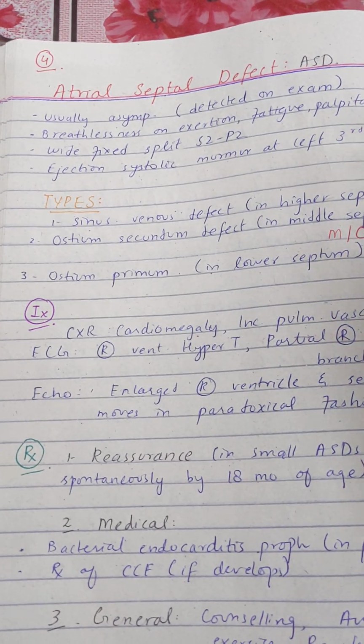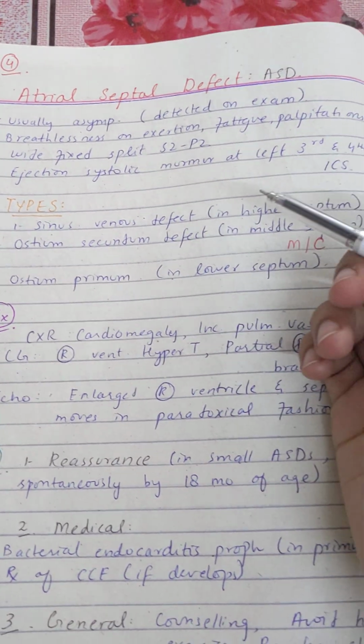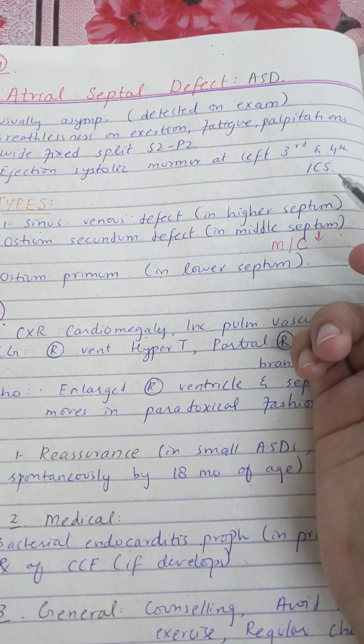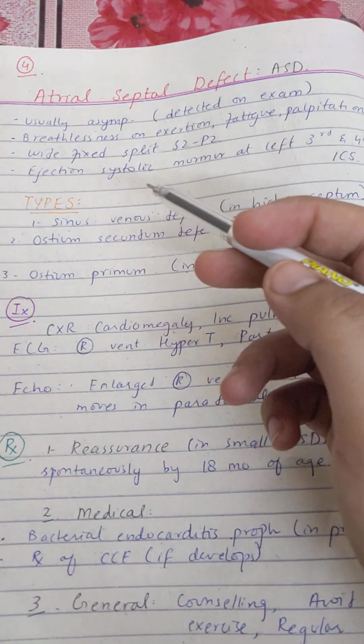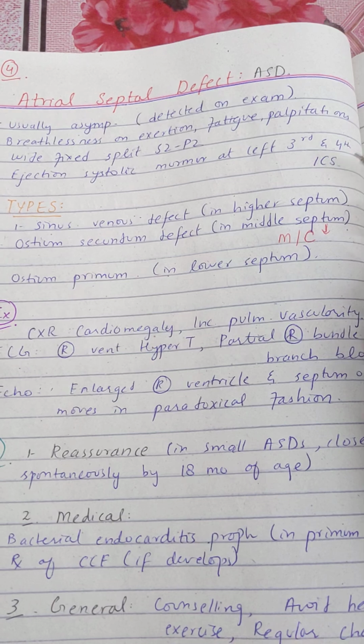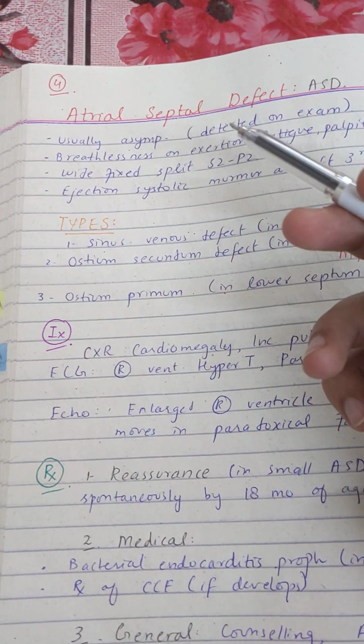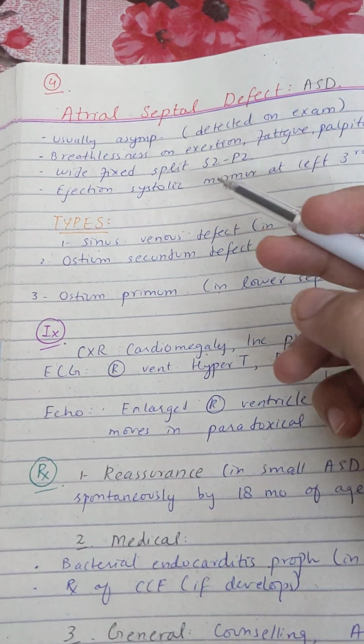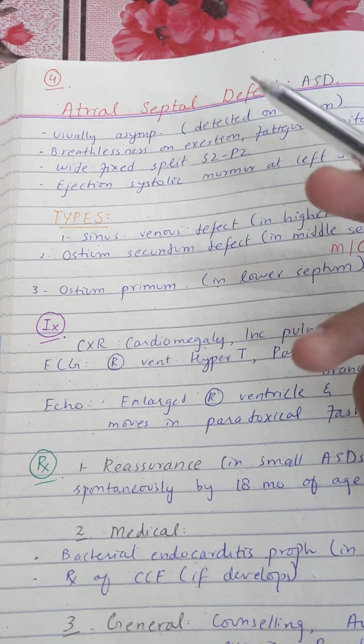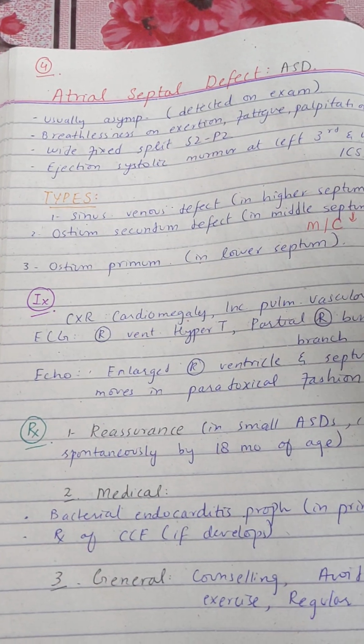Another important finding is an ejection systolic murmur at the left third and fourth intercostal space. So an ejection systolic murmur at the left third and fourth intercostal space, and a wide fixed split of the second heart sound, these are specific for ASD. So these are the things that you need to keep in mind.